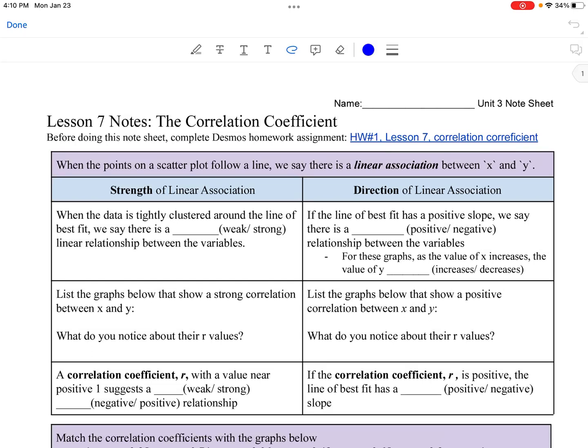Lesson 7, the correlation coefficient. Before you do this note sheet, make sure you have already completed this homework assignment, the correlation coefficient. So if you have not done that already, then pause the video and do that first. Okay, so let's refer to that assignment here first before we fill in our notes.